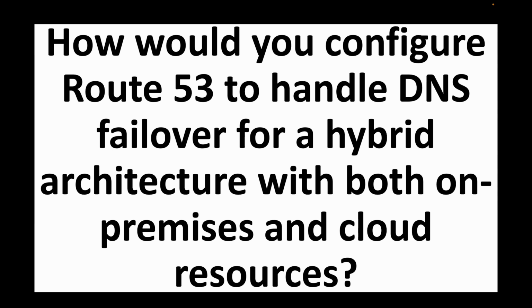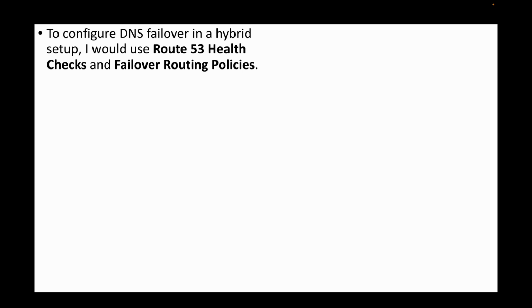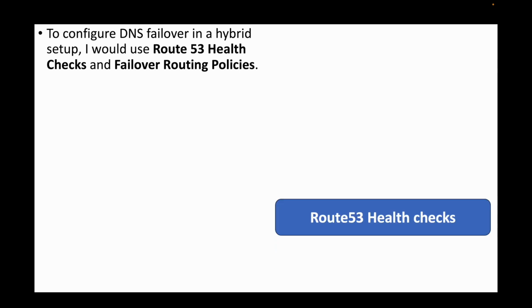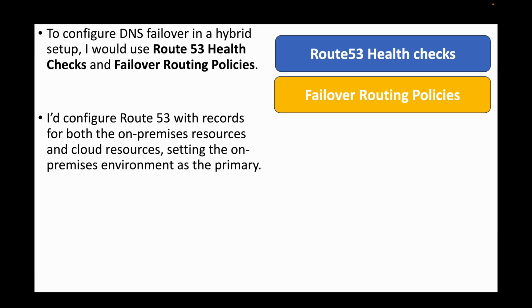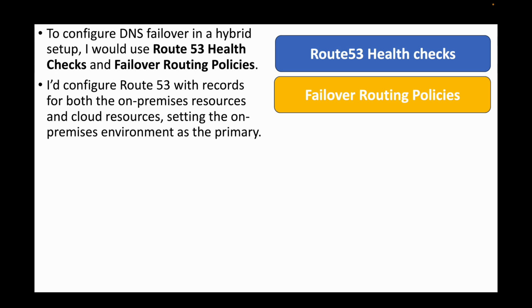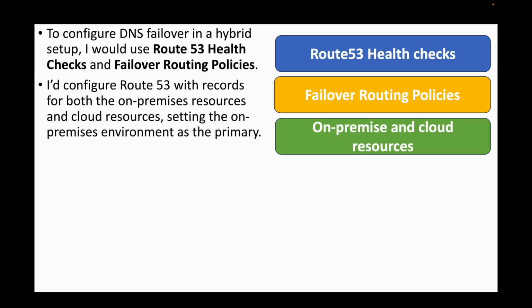The next question we have is: how would you configure Route 53 to handle DNS failover for a hybrid architecture with both on-premises and cloud resources? So to configure DNS failover when you have a hybrid setup, we can make use of Route 53 health checks along with the failover routing policy. So failover is what we can use to handle the failing of your resources. So you can configure Route 53 with records for both your on-premises resources as well as your cloud resources.